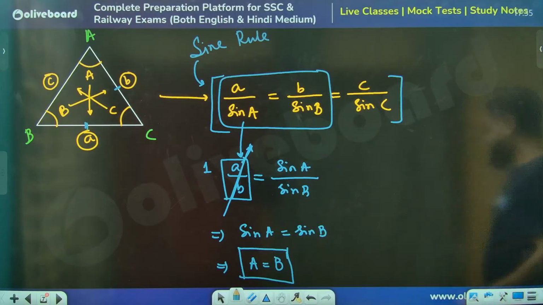Yes, sir, R is the circumradius. Yes, perfect, Argamita. The R in 1 by 2R is the circumradius. Perfect.